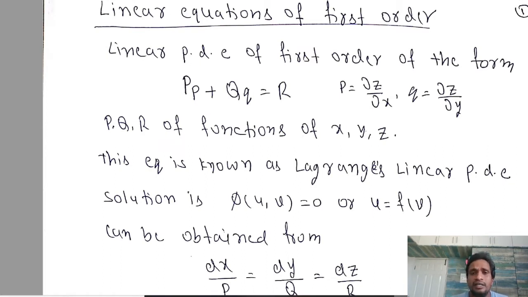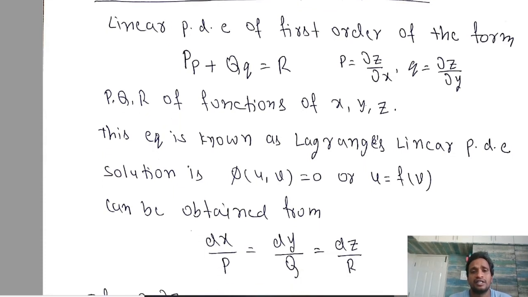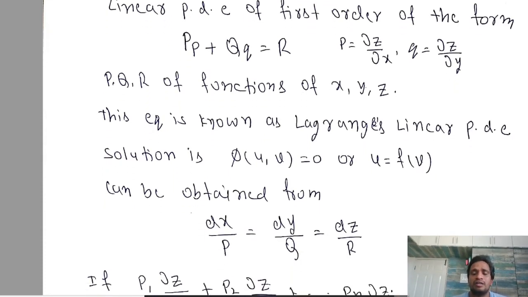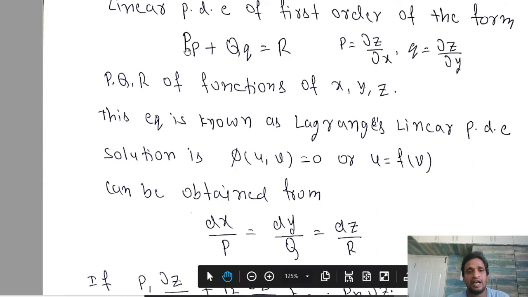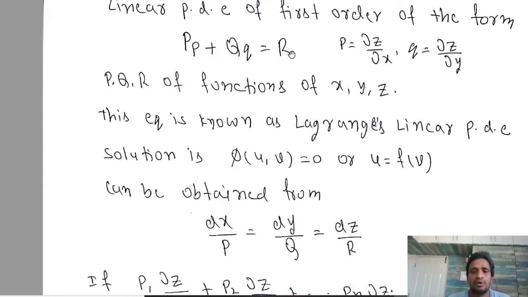Already you learned linear equations in ordinary differential equation, but there is no link between ordinary differential equation and partial differential equation in the method. So first, linear partial differential equation of first order of the form capital P into small p plus capital Q into small q is equal to capital R. Here capital P, capital Q, capital R are functions of x, y, z.